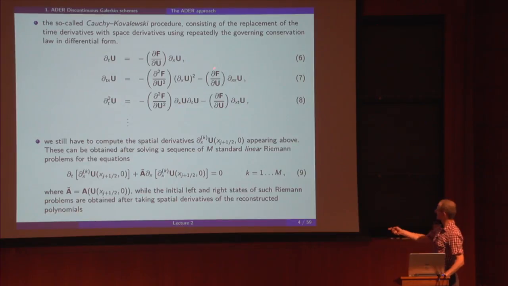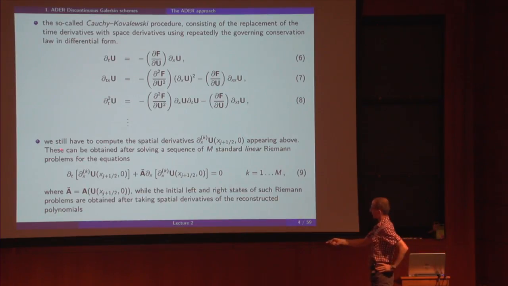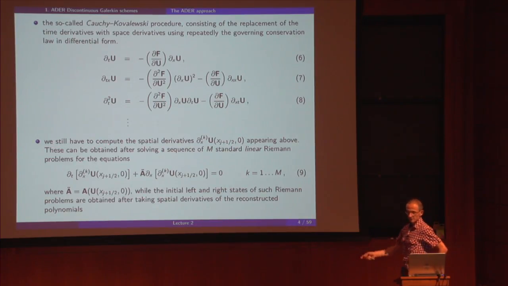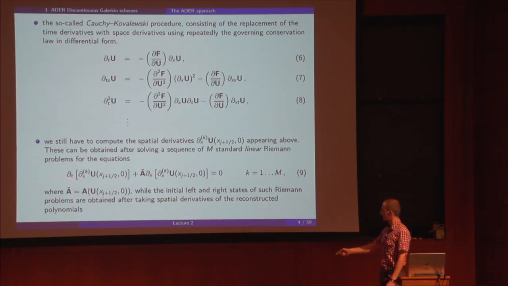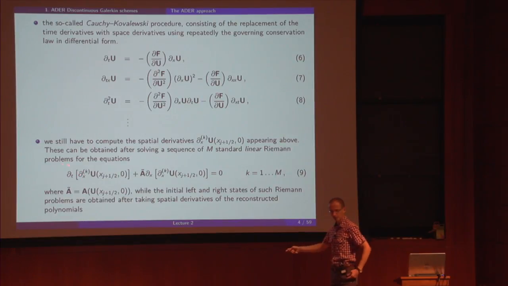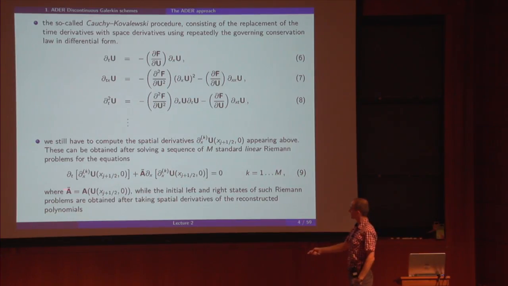Now, of course, you tell me, well, yes, but how do you compute spatial derivatives? Exactly. Then you have to do something more. You can now solve a sequence for the computation of these spatial derivatives on the right-hand side. You solve a sequence of linear Riemann problems for the spatial derivatives. So here you see there is a dt of a generic k-th derivative in space for the u at the interface, advected. A tilde is a constant, the matrix of the original PDE computed in the leading state coming from the solution of the standard Riemann problem, and then dx advected, the same quantity here, the same spatial derivative.